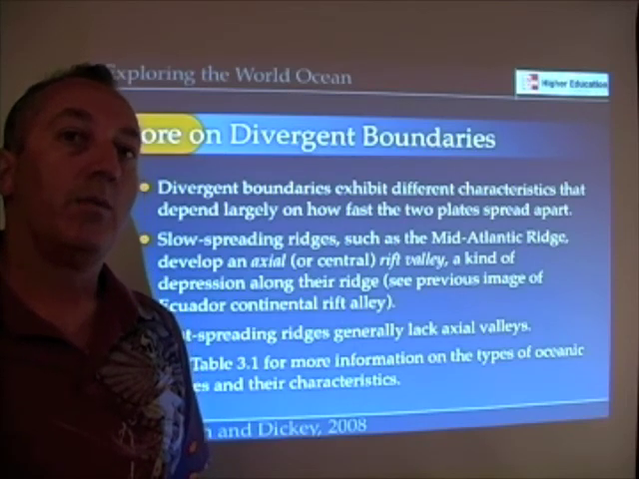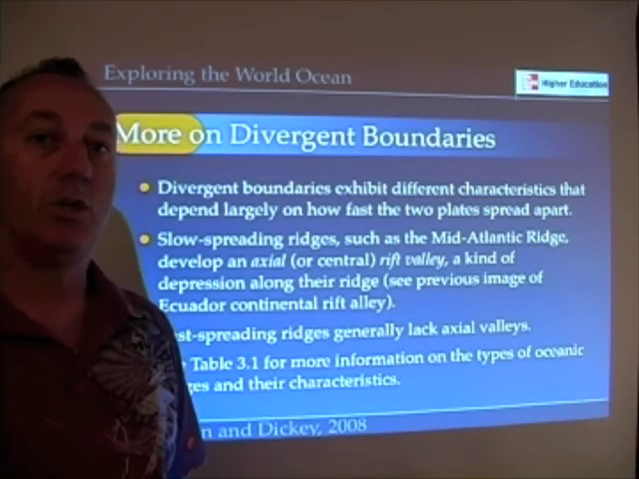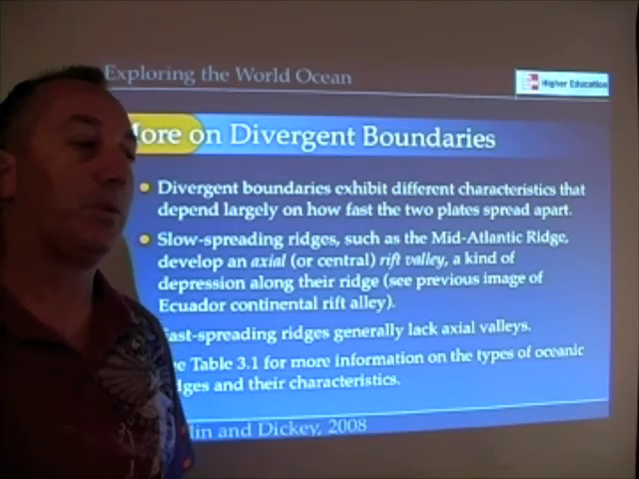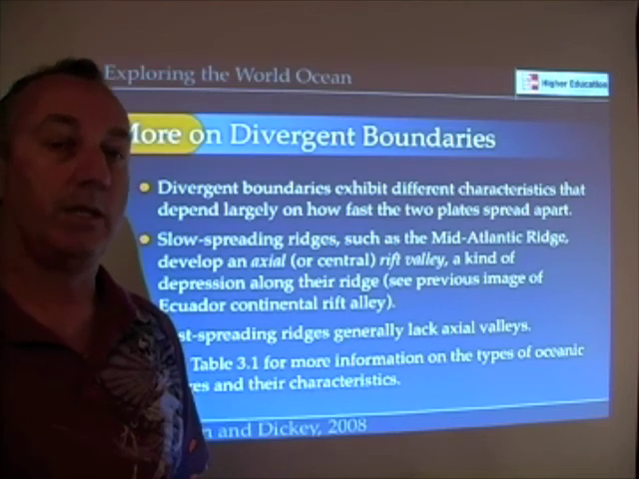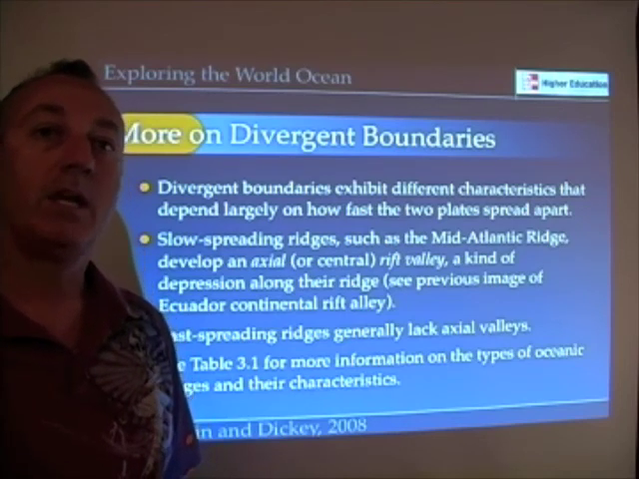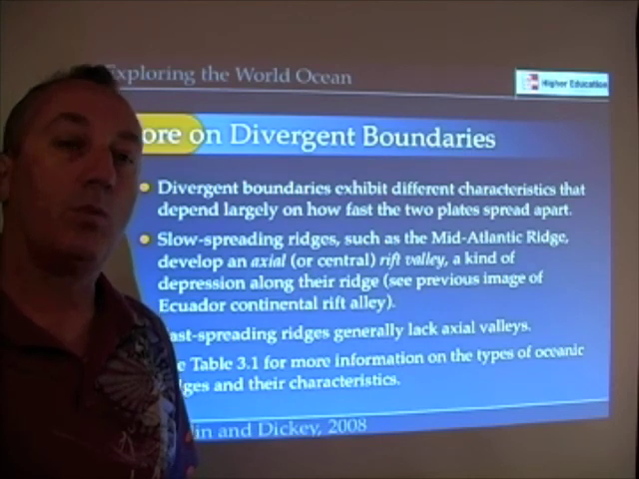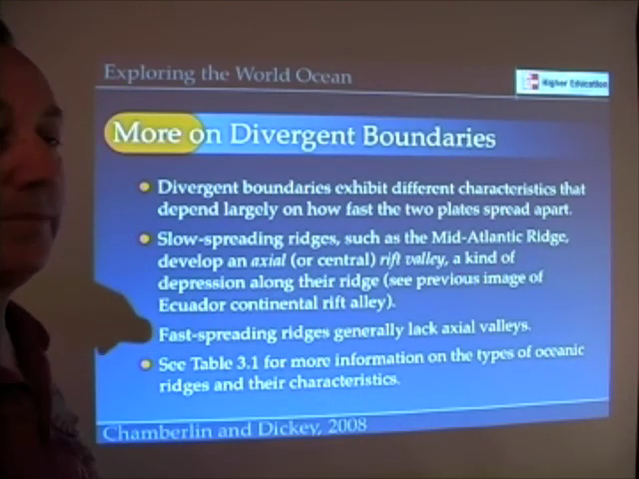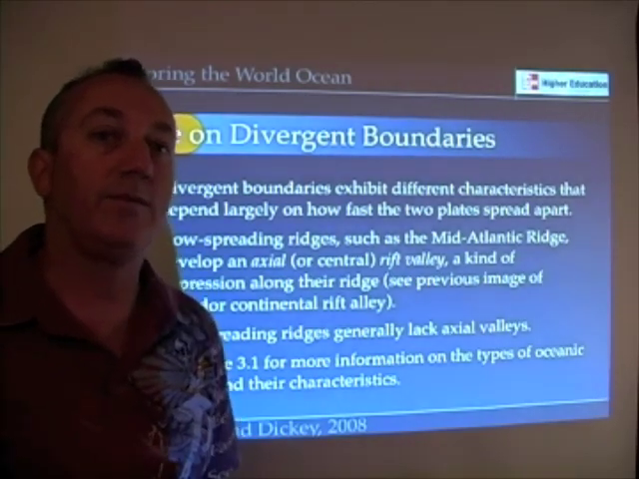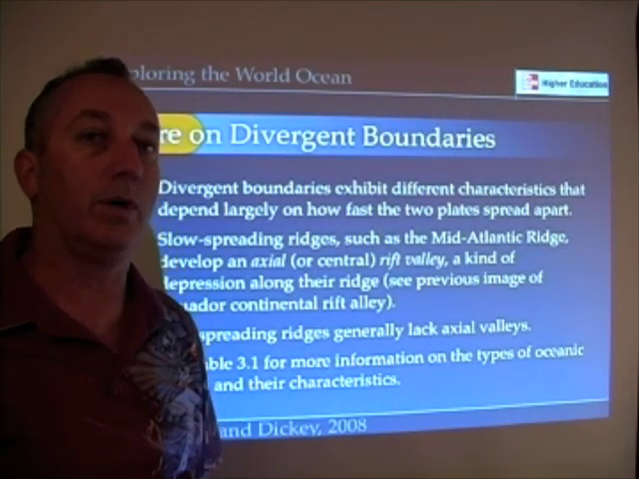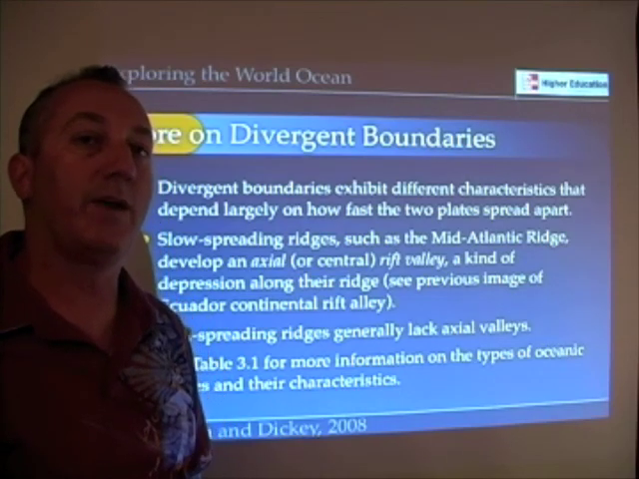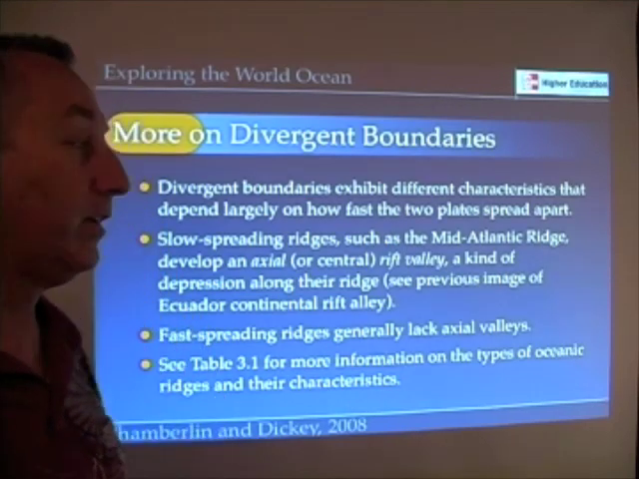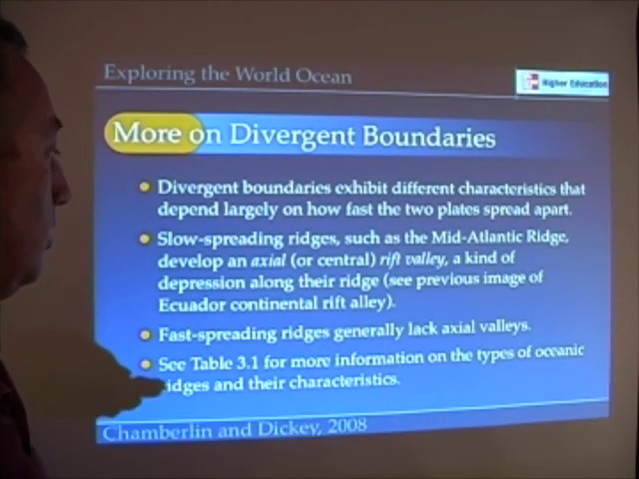So one of the features that we expect to see on oceanic ridges is a rift valley or no rift valley. And here we have an example where the rate at which the plates are spreading or moving apart determines what we'll see on a particular oceanic ridge. So here we see this process, this plate divergence, is creating a feature that we see on the seafloor. And the explanation for the rift valley in the Mid-Atlantic Ridge and no rift valley in the East Pacific Rise has to do with just how fast they're spreading apart.